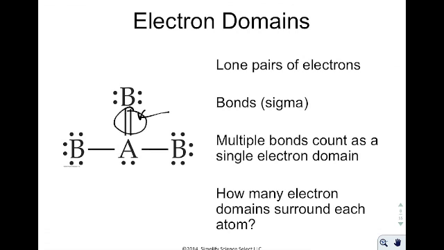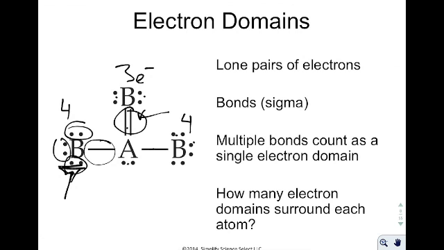So how many electron domains surround each atom? If you were to look right here, you have the electron domains right here. You have 1, 2, 3, 4 electron domains. 1, 2, 3 electron domains. 1, 2, 3, 4 electron domains, and 1, 2, 3, 4 electron domains.